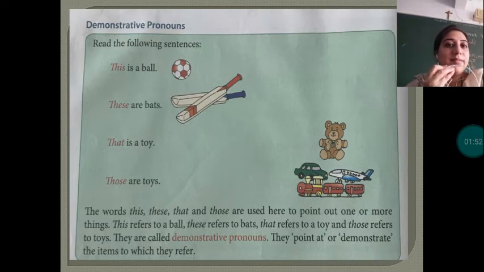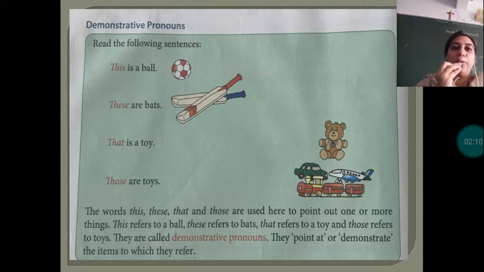The words this, these, that and those are used here to point out one or more things. This refers to ball, these refers to bats, that refers to a toy and those refers to toys. So they are called demonstrative pronouns. They point at or demonstrate the items to which they refer.